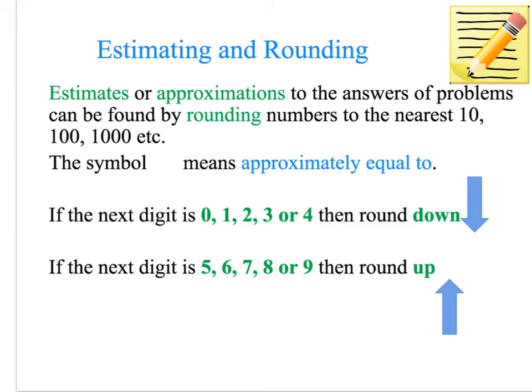Okay, so today we're looking at 1.8, estimating and rounding. When we're looking at estimates or approximations to the answers of problems, you can find that by rounding numbers to the nearest 10, 100 or 1,000 and working out the answer to a problem. Now this is good for maths because when you're working out a multiplication problem or some sort of problem, you can approximate by rounding to find out what the answer should be.